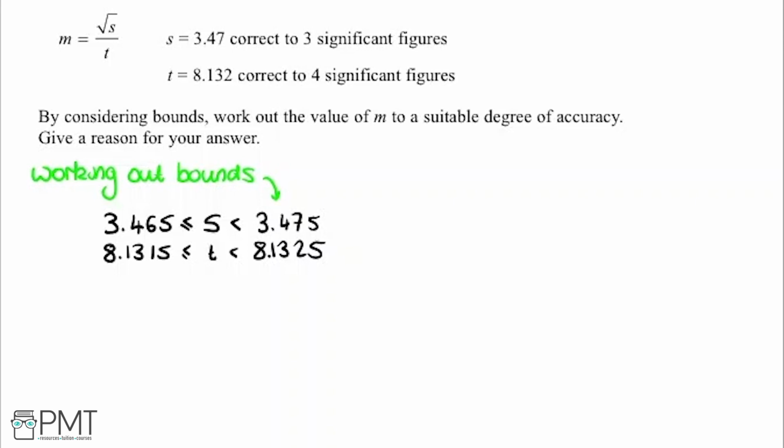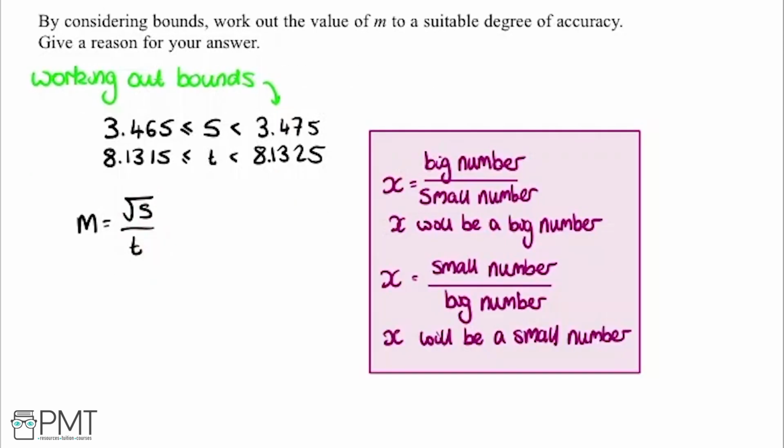Now we're going to do the second part of the question where it says we need to consider these bounds and work out the value of m to a suitable degree of accuracy. Now m here is defined as a fraction, so I've written something over here that's going to help us. If x is a big number divided by a small number, x will be quite a large number. But if x is a small number divided by a big number, then x will be a really small number. You could try some values out in your calculator and see, and hopefully that makes sense. So we're going to use this fact with the bounds to try and work out the highest possible value for m and the lowest possible value for m.